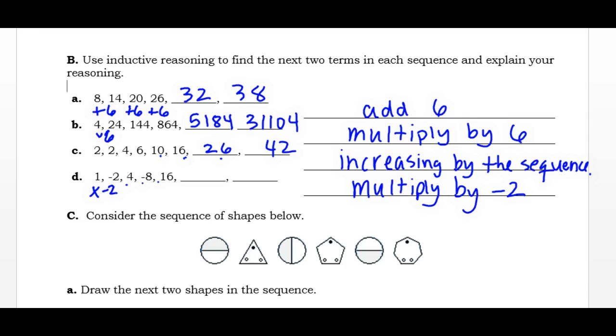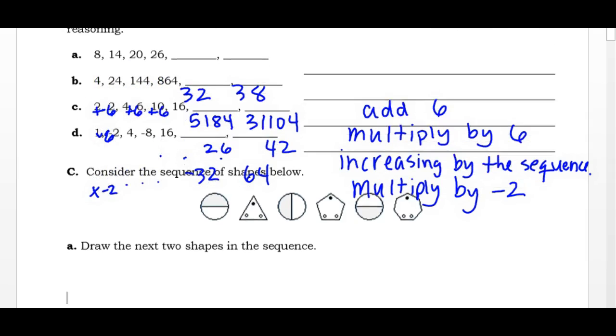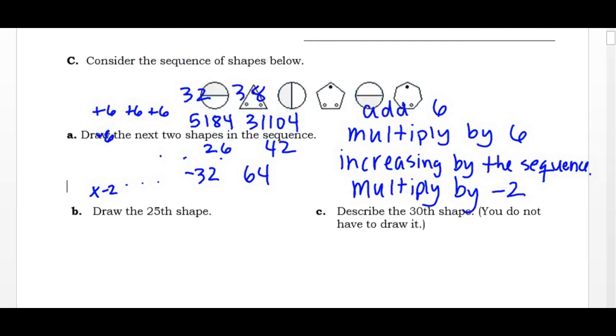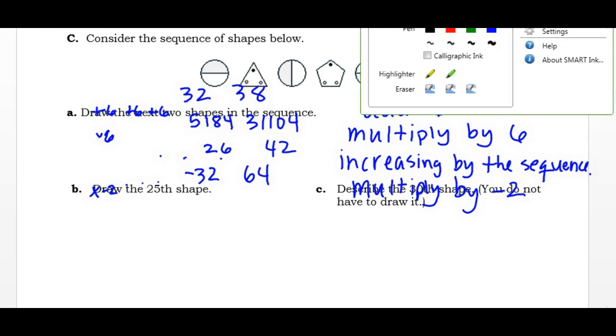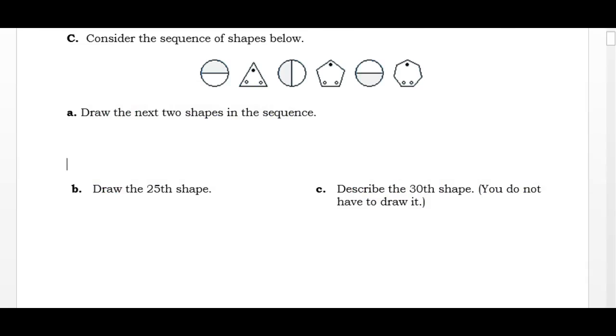Okay, so that would be negative 32 next and positive 64 after that. For some of these sequences, they'll be kind of hard to figure out, but just do the best that you can do with them. And show your work, and if you have your work shown on your exercises that you were trying to find the answer, even if you couldn't find it, that's okay, you just ask for help.